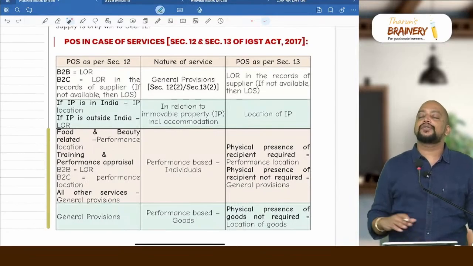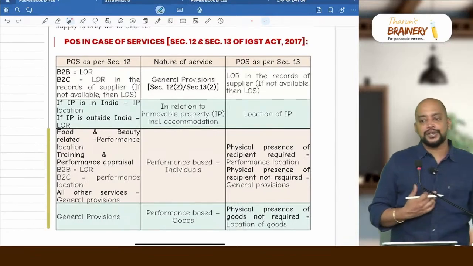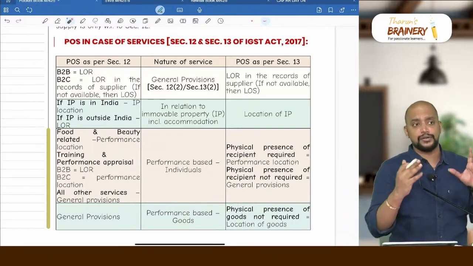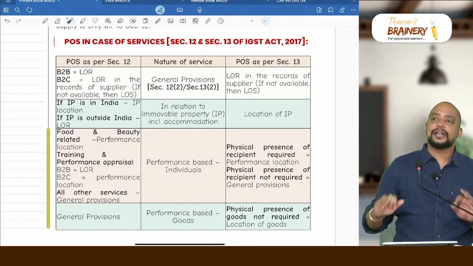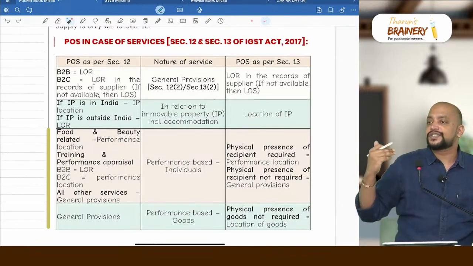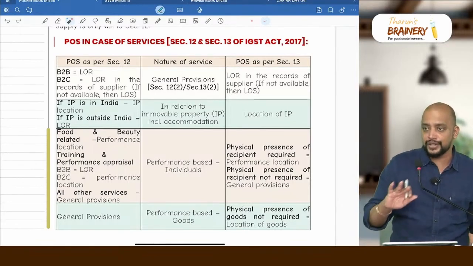For the purpose of section 12, what should be taken? B to B, location of recipient. B to C, location of recipient in the records of supplier, otherwise location of supplier. Whereas section 13, there is no B to B, B to C, it is always B to C kind of only, that is location of recipient in the records of supplier, otherwise location of supplier.